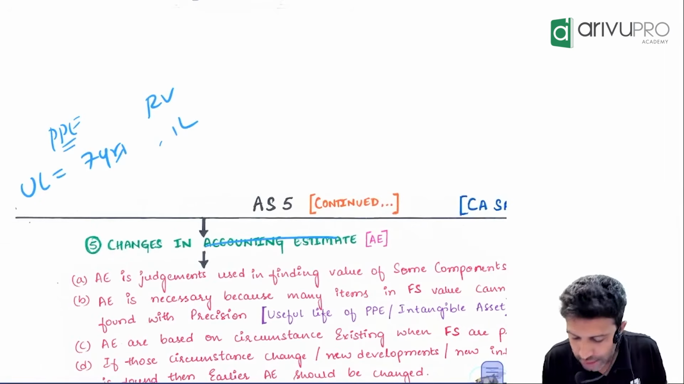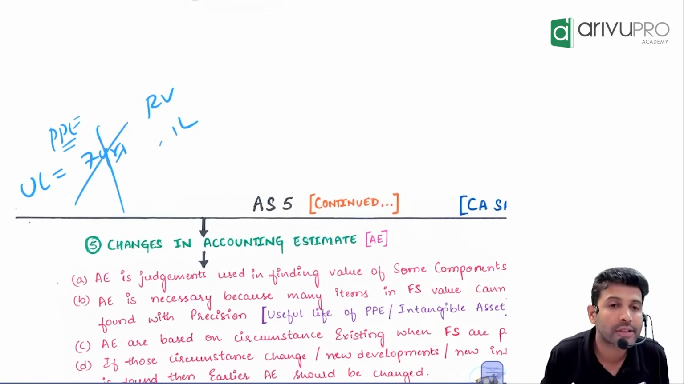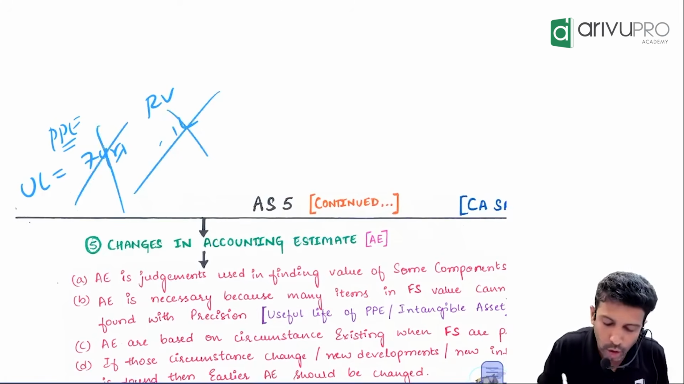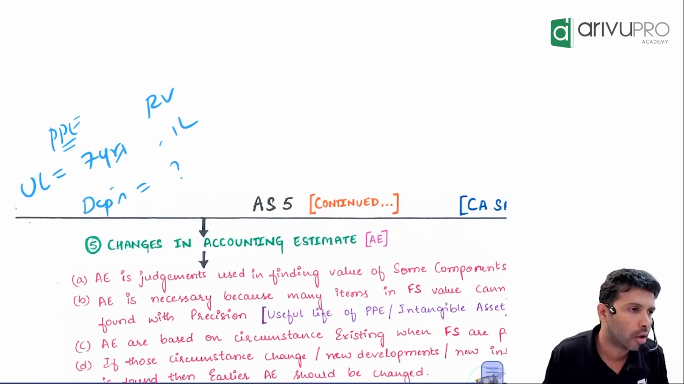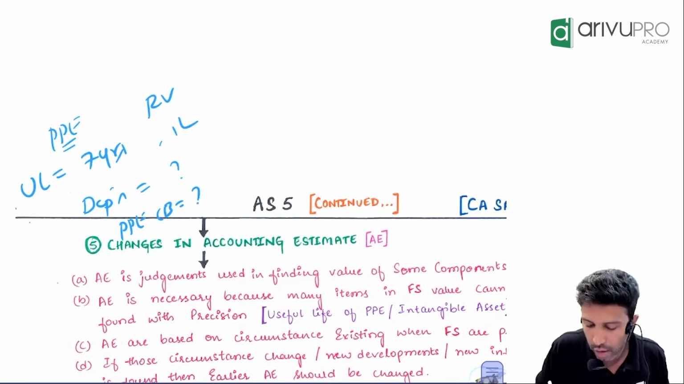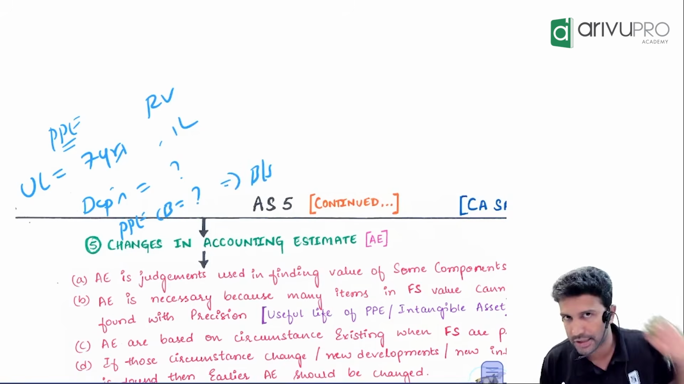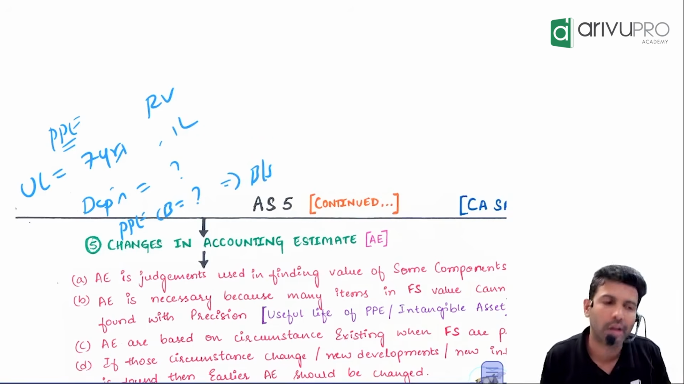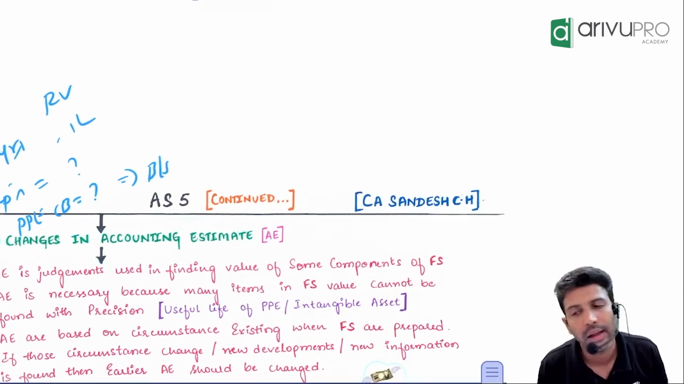Now, if I don't use estimates, then I will not find out how much the useful life is. I will not know how much the residual value is. If I don't know these two pieces of information, will I know the depreciation? If you don't know depreciation, will you know PPE's closing balance? No. That means, can you prepare a balance sheet? That means to prepare financial statements, certain approximations are necessary. Those approximations we call accounting estimates.